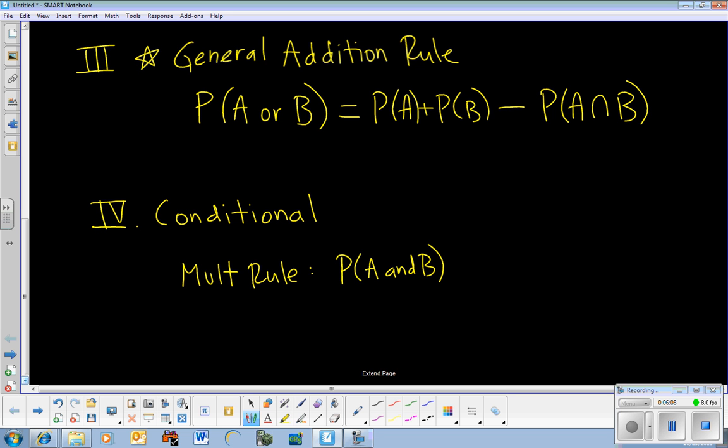The probability of A and B is the probability of A times the probability of B, given that A has already happened. If these events A and B are independent, then the probability of B given A is the same as just the probability of B in general. So what we've written in the past is just the probability of A times the probability of B, because these two things are the same if it's independent.